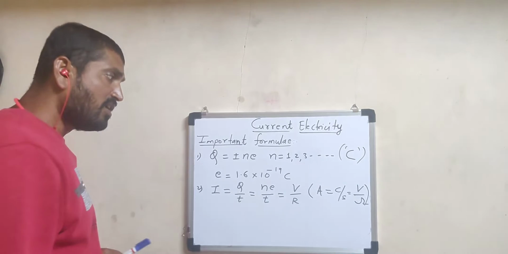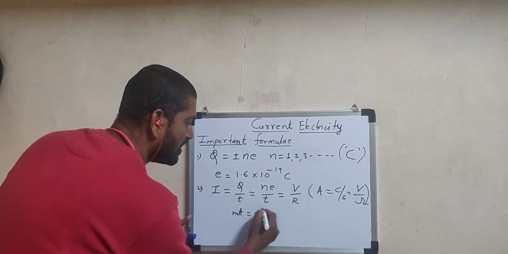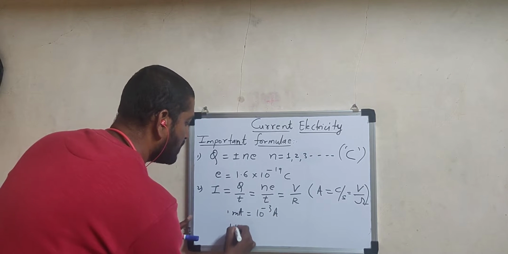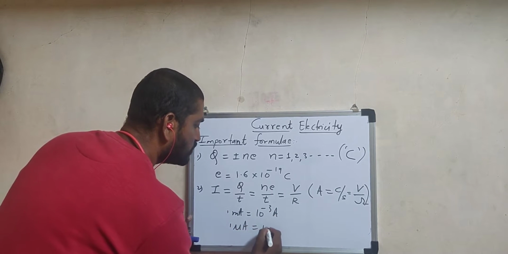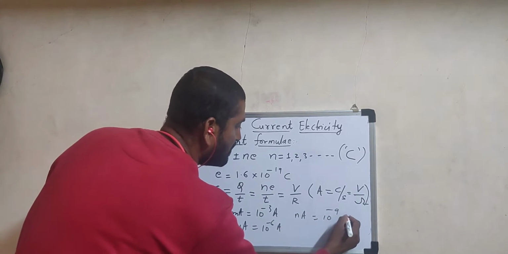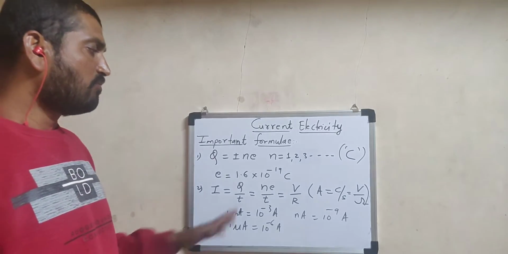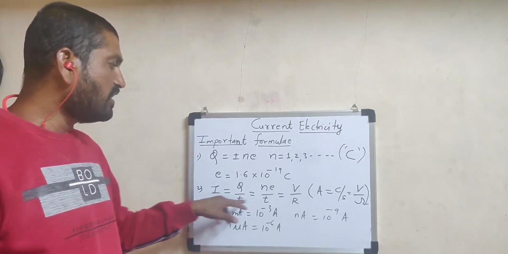Sometimes for smaller current we need certain multiplying factors such as milliampere. 1 milliampere is equal to 10 raised to minus 3 ampere. 1 microampere is equal to 10 raised to minus 6 ampere. Nanoampere, 10 raised to minus 9 ampere. Sometimes such smaller units may be required while solving problems. So this is for electric current.